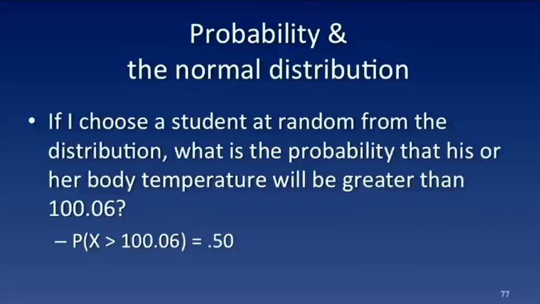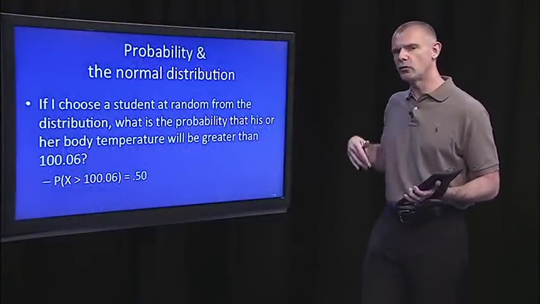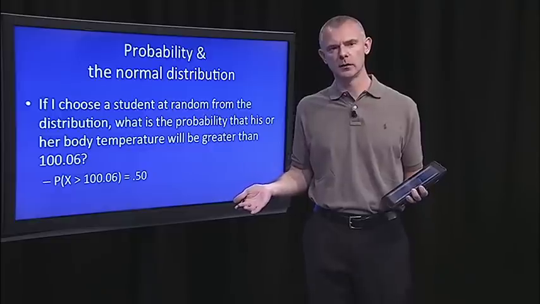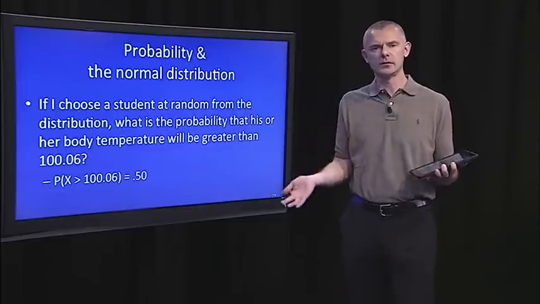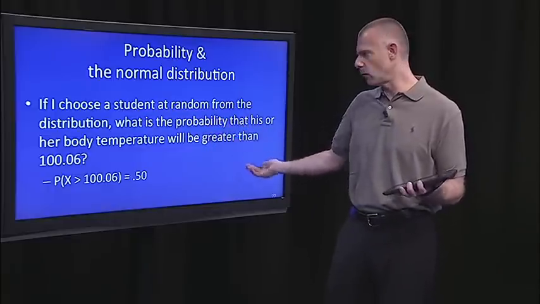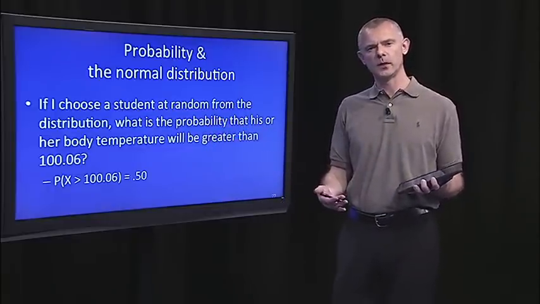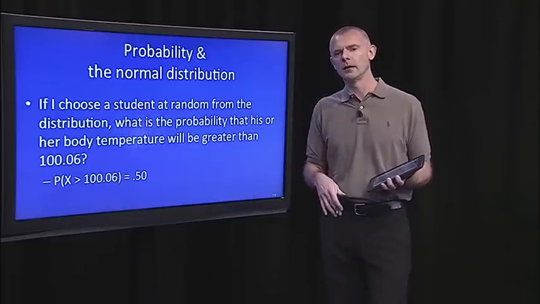Now I could say, what if I just chose one student at random from all of you taking this course? If I chose one student at random from the distribution, what's the probability that his or her body temperature would be greater than 100.06? How many ways can that be attained? It's half the distribution. So the probability of X being greater than 100.06 is 0.5. We can now start to make probability judgments about where people fall in the distribution.